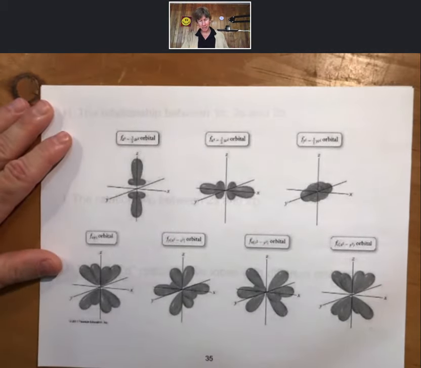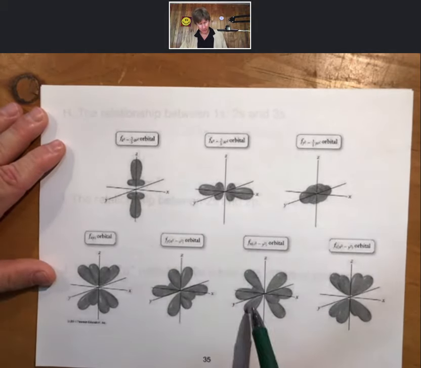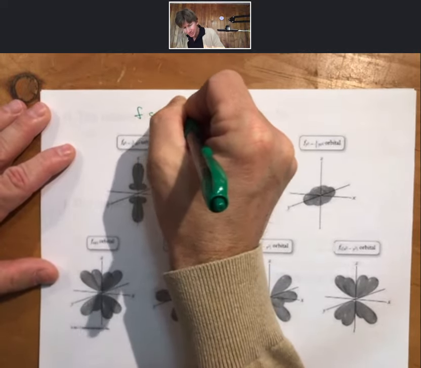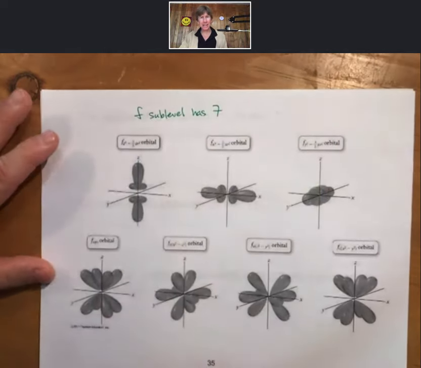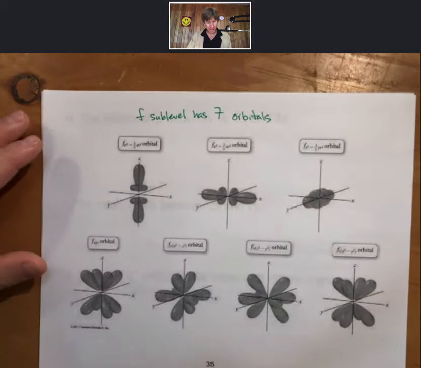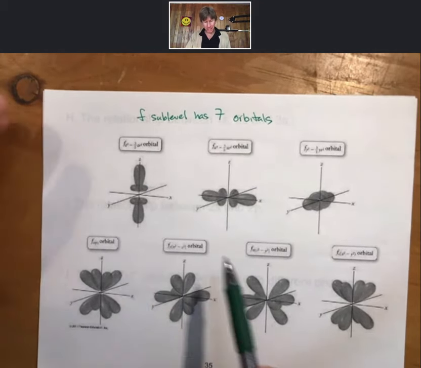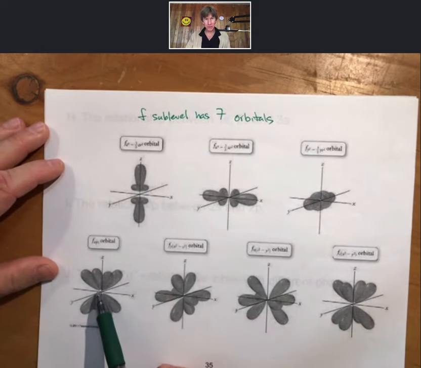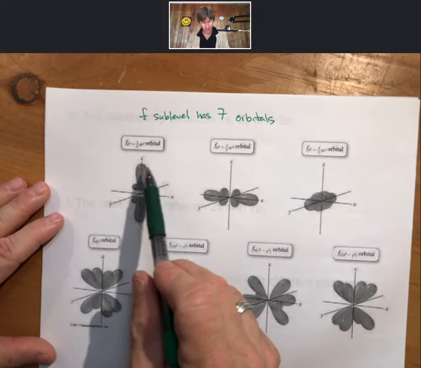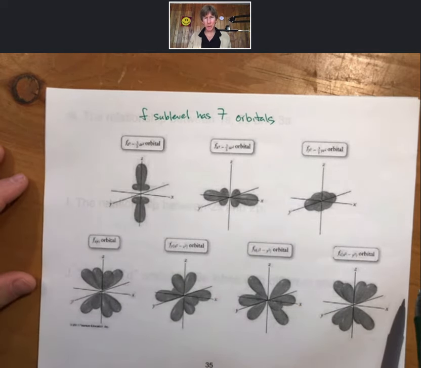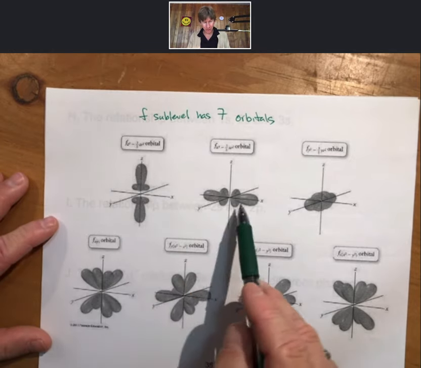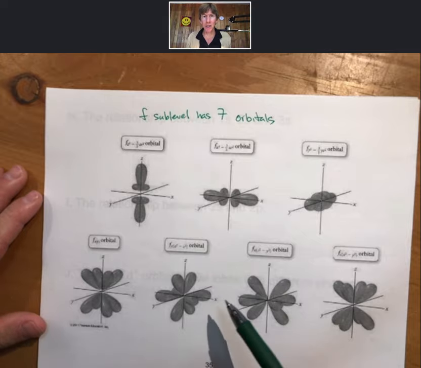Similar thing for F. 1, 2, 3, 4, 5, 6, 7. An F sublevel has seven orbitals. And those seven orbitals have eight parts. So we went 1 to 2 to 4 to 8. And if they don't have eight parts, they have fewer but increasingly complicated parts. Though my favorite parts to all the Fs and the Ds are the donut shapes.